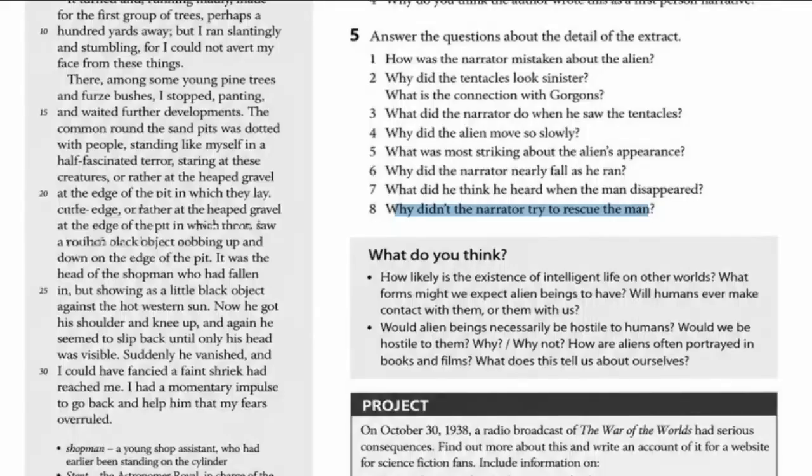What do you think? How likely is the existence of intelligent life on other worlds? What forms might we expect alien beings to have? Will humans ever make contact with them, or them with us? Would alien beings necessarily be hostile to humans? Would we be hostile to them? Why? Why not? How are aliens often portrayed in books and films? What does this tell us about ourselves?